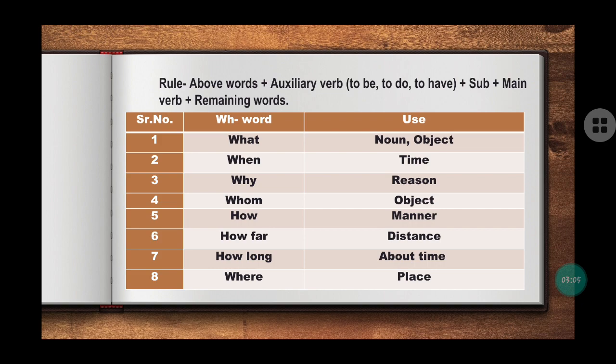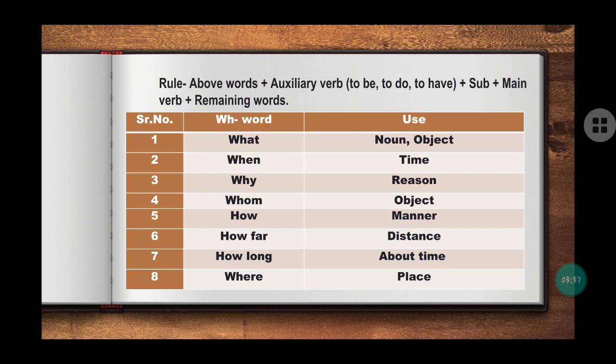Here is a table of the WH words. The rule remains the same. The words which are given in the first column, the WH word, followed by the auxiliary verb. If it is present, you will use the auxiliary verb that is present in the sentence. And if there is no auxiliary in the sentence, you will use do, does, or did according to the tense of the sentence, plus the subject, plus the main verb, plus the remaining words.